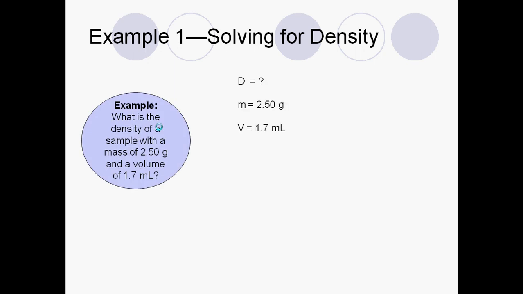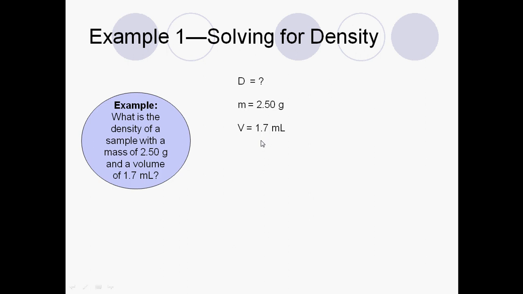So, solving a problem. These are the steps that you should use. You should always write down what you're looking for, and in this case, density is what we're looking for. We know from this question over here, what is density, that's what we're trying to find. Of a sample with a mass of 2.50 grams, so we would write our mass down. And a volume of 1.7 milliliters, so we would write that down.